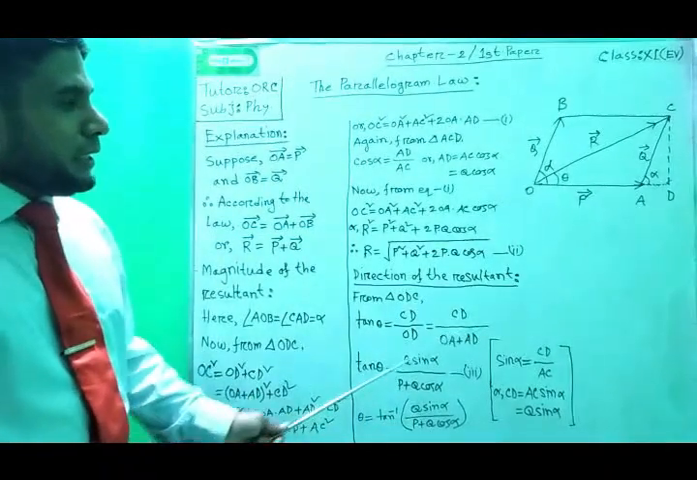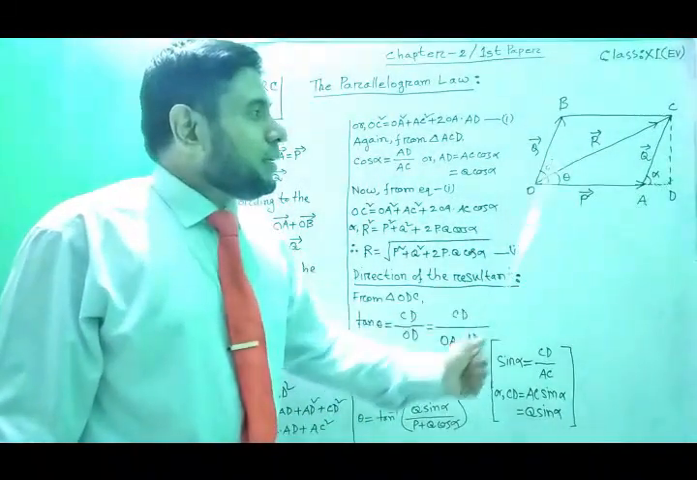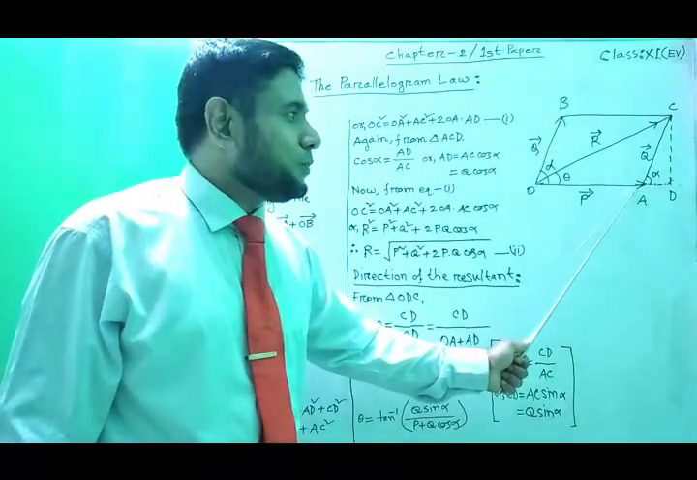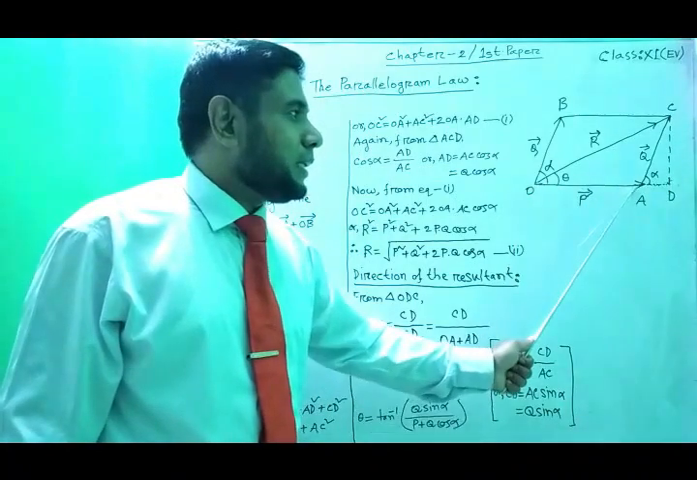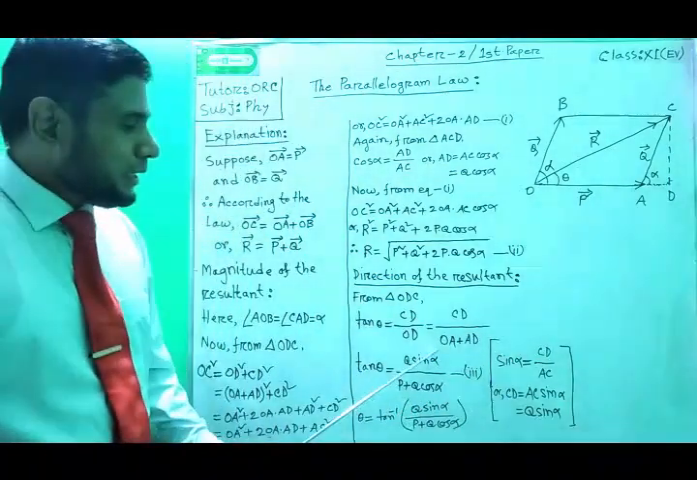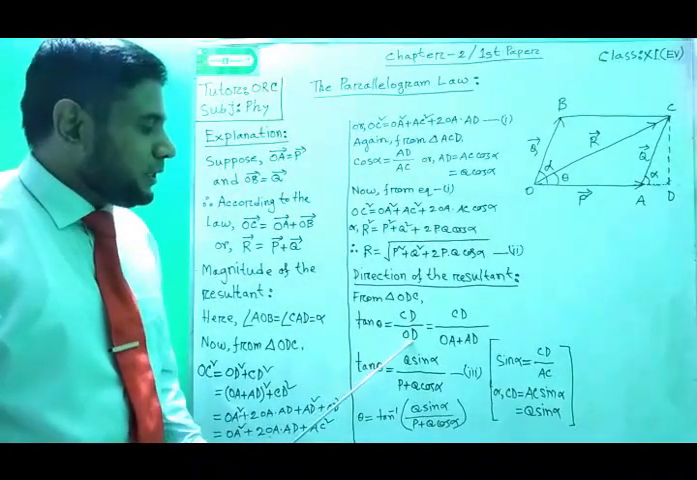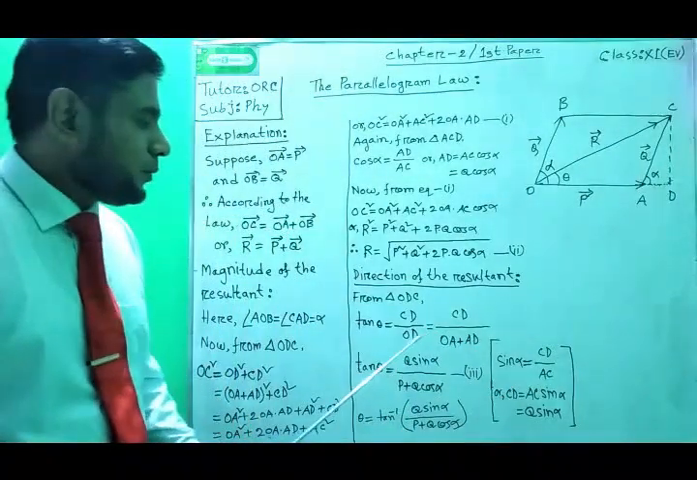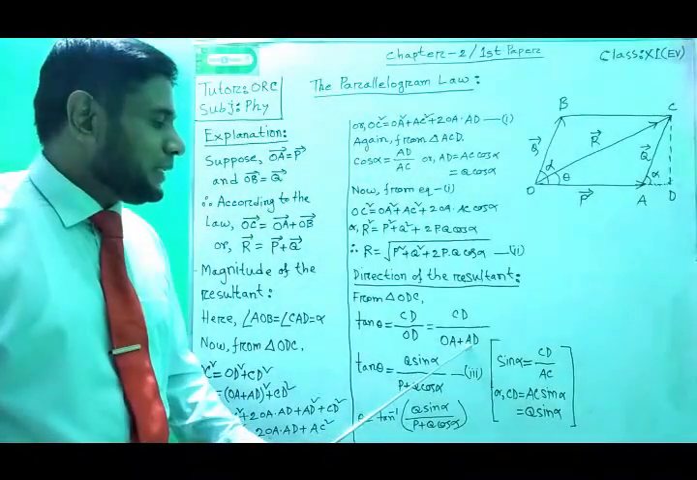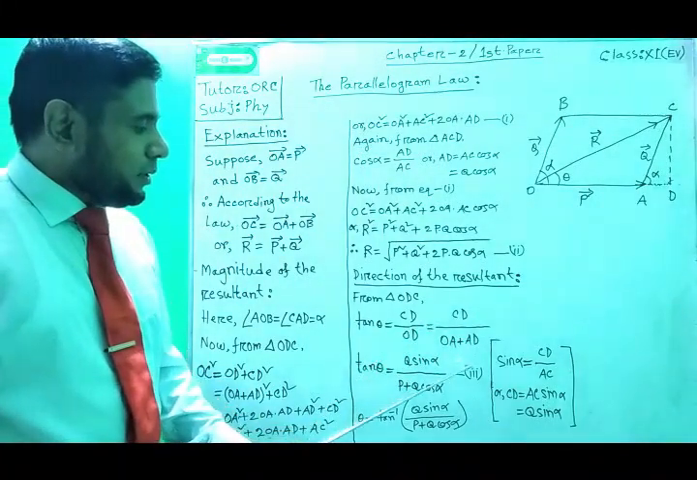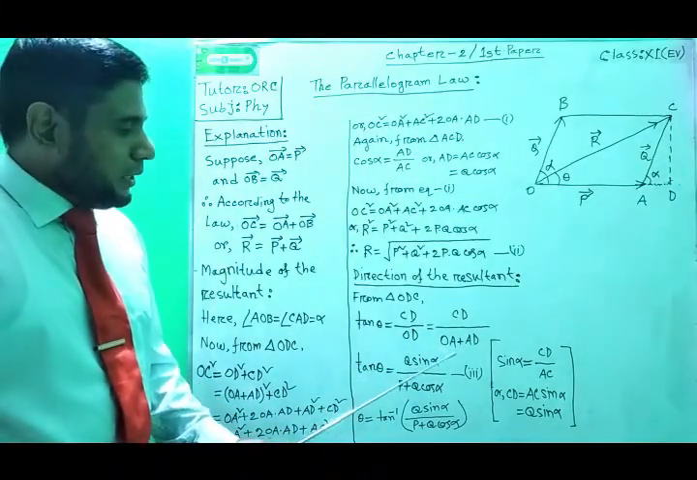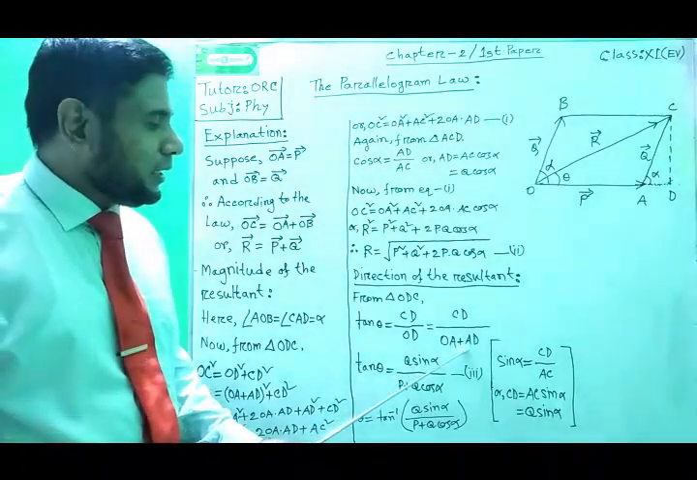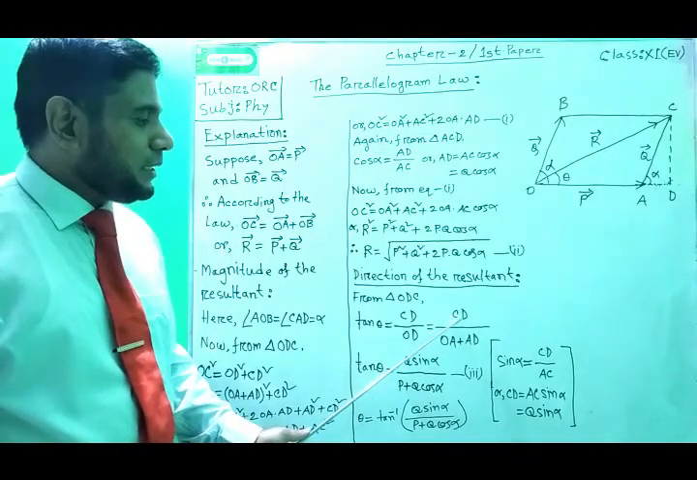Again, here we can easily see OD is divided into two parts. One is OA, another is AD. So let us write, in place of OD, OD equals OA plus AD. From here we can already get the value of OA and the value of AD, but the value of CD here is unknown.